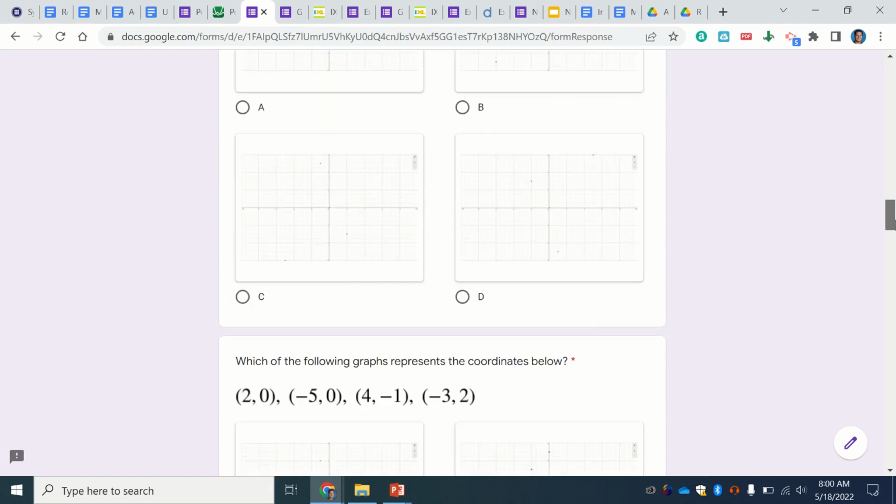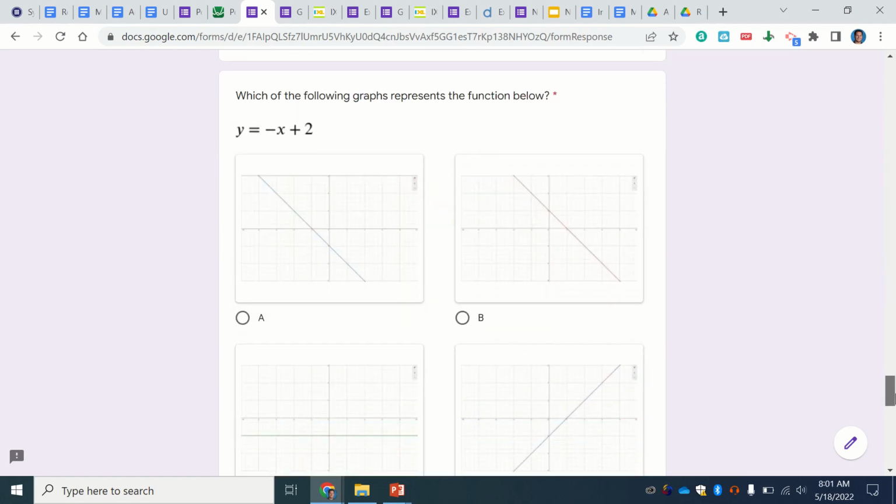Let's scroll down to another one. Let's try this one here. Which of the following graphs represents the function below? Well, it's y equals negative x plus 2. So we know the negative sign means it's going to go down. So it can't be this one, and it can't be this one. It's got to be one of these two. And plus 2 means my y-intercept is at 2. Well, this one has a y-intercept below the x-axis, so that can't be it. This one is above, and it looks like it could be 2, so I'm going to go ahead and mark that as my correct answer.